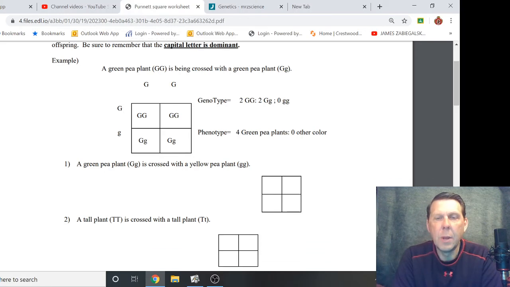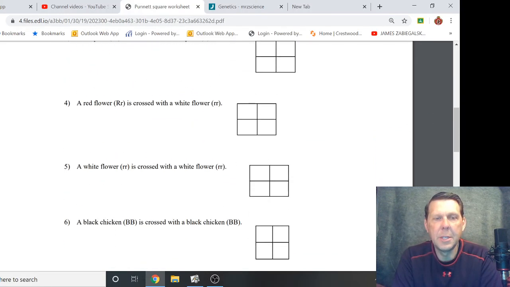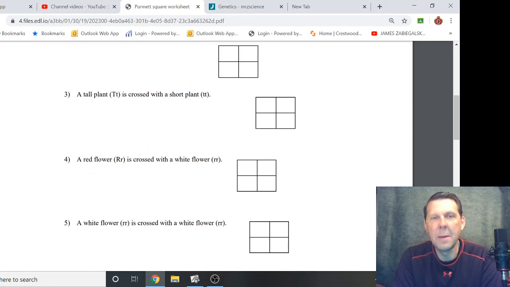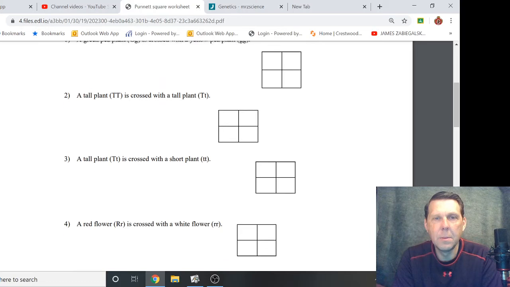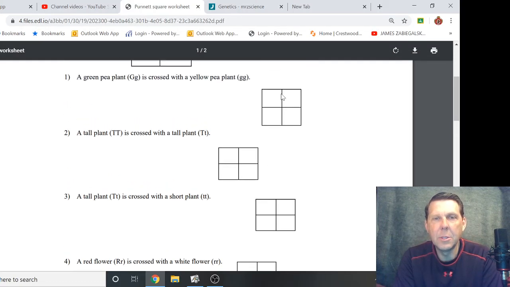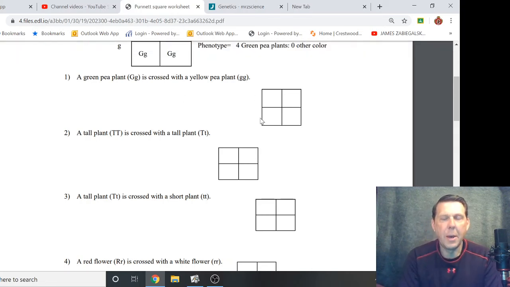So what I want you to do is complete these other 6. Run these squares. How can you do that? One way, old school paper and pencil. Make the squares and run the squares. A green pea plant, Gg, so capital G, lowercase g, is crossed with a yellow pea plant, gg. It does not matter where you put them. If you wanted to put the lowercase g's up here and the heterozygous over here, it doesn't matter. You can put them either way.